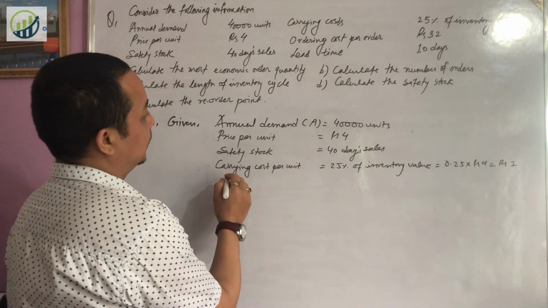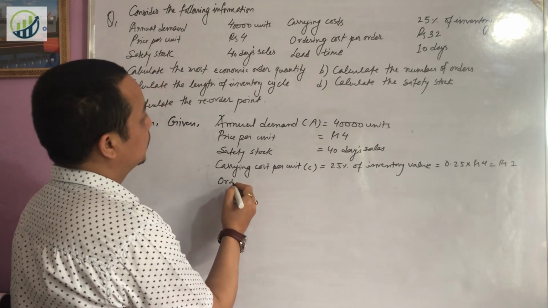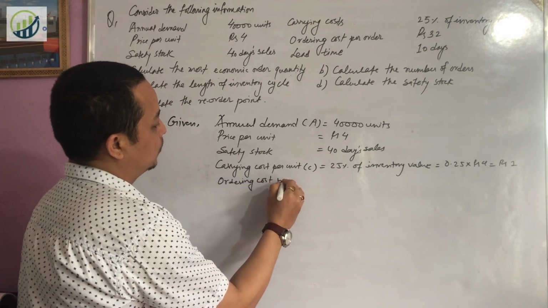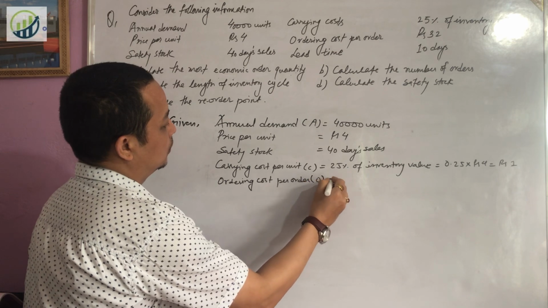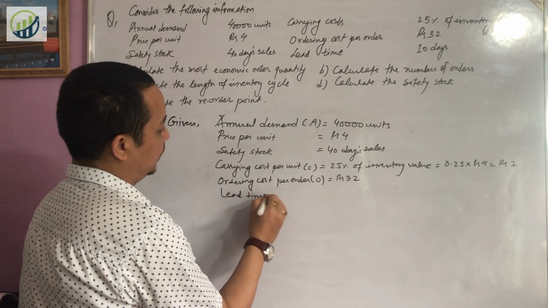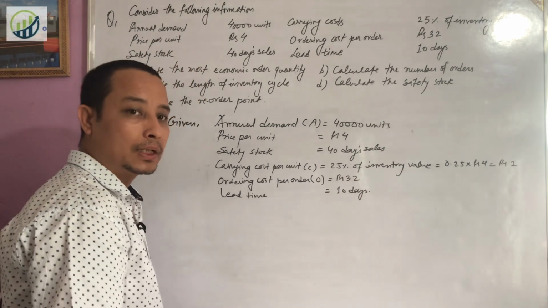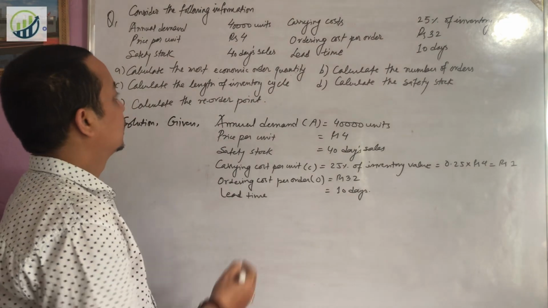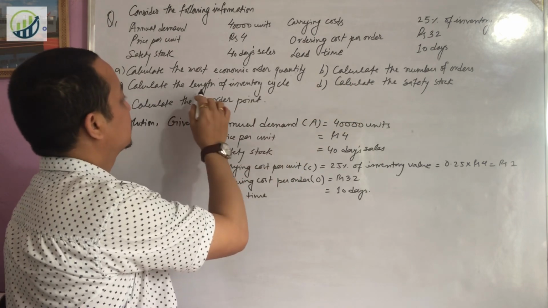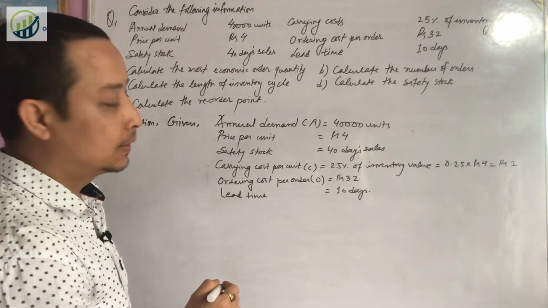Now after this, you can write here C for carrying cost per unit. Ordering cost per order is O, that is rupees 32, and lead time is 10 days. So these are the information given here, and now you have to find the information which are asked here. So calculate the most economic order quantity, the number of orders, length of inventory cycle, safety stock, and reorder point. Now let's find each and every item according to the question.